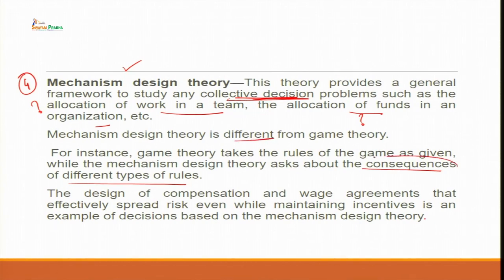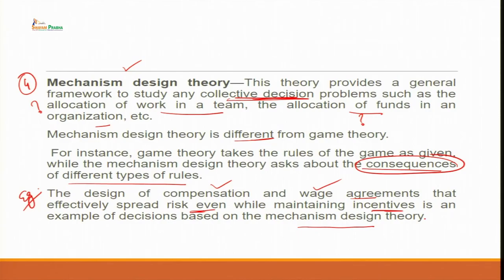It is focusing more on how the outcomes are going to be when rules are different. The design of compensation, this is an example for mechanism design theory. The design of compensation and wage agreements that effectively spread risk even while maintaining incentives is an example of decision based on mechanism design theory, because here the mechanism to design compensation and wage agreement may still have some risk even if they are giving the appropriate incentive.